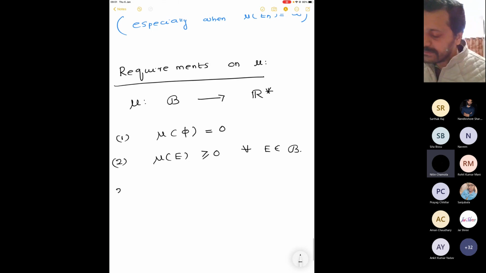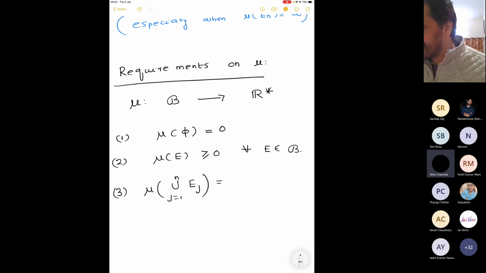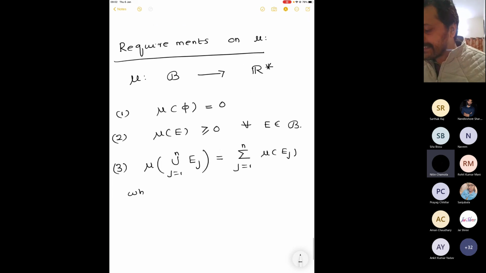Third, the underlying principle is the whole is equal to sum of finite number of disjoint parts. Mu of union Ej, j equal to 1 to N, is equal to summation j equal to 1 to N mu of Ej, where Ej's are disjoint.